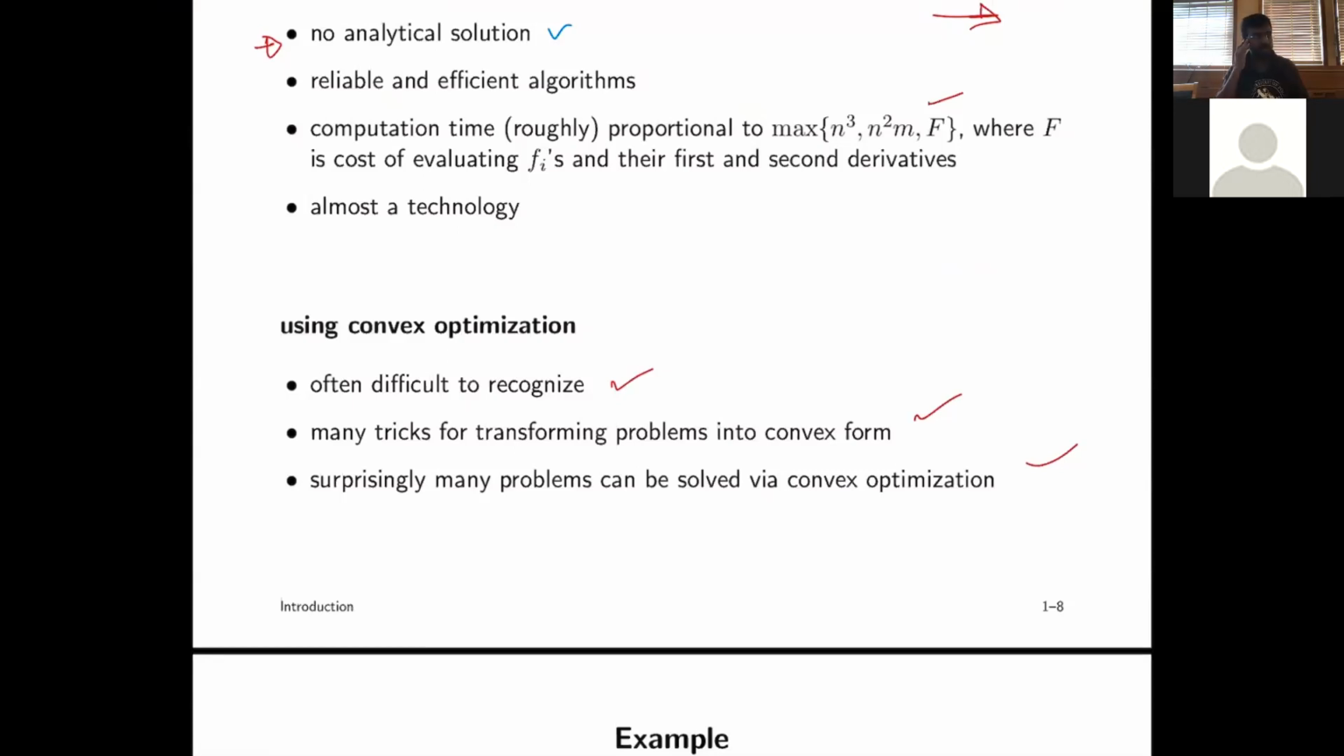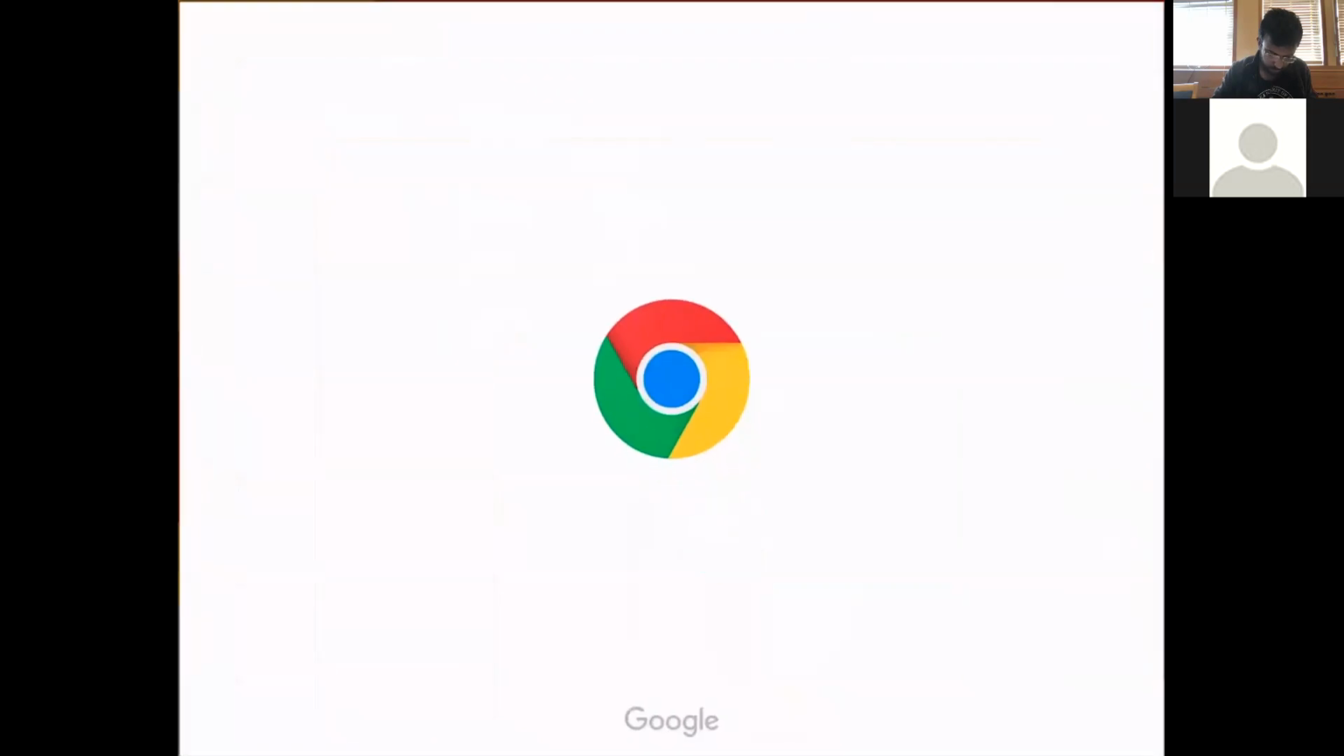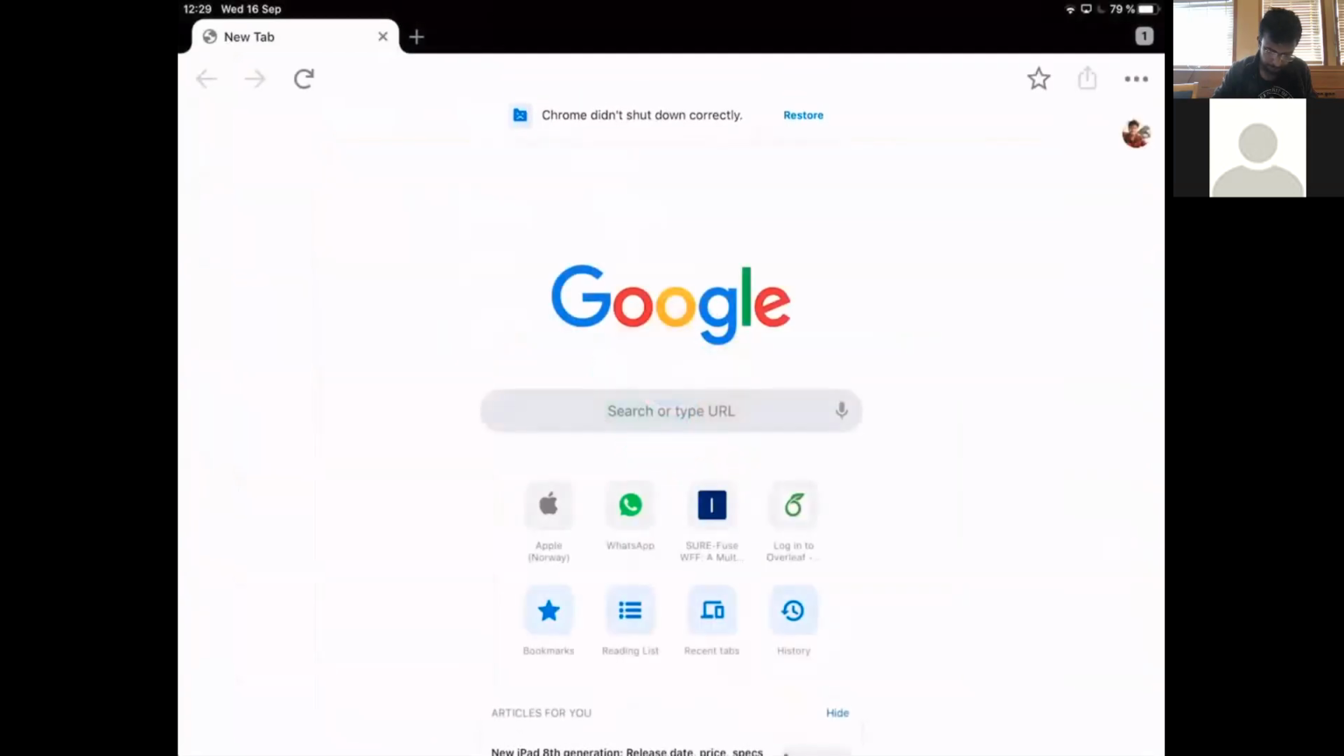And so what is the advantage of, for example, you have a problem and you say that, okay, this is convex and this fits into a particular category? For example, let me try to. Oops. Okay. Where is my preview tab? Okay.